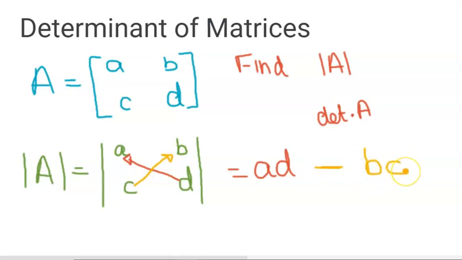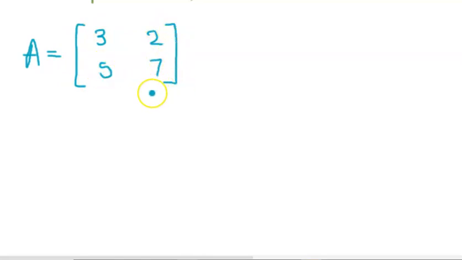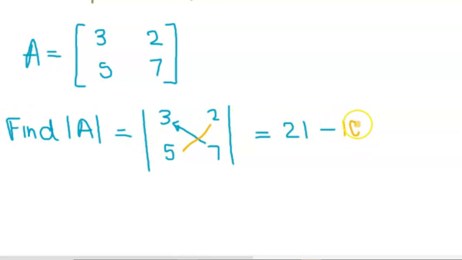If you're left-handed, you still follow the same procedure. Now let's do an example using this rule. Let's imagine we have a matrix A. The matrix A is 3, 2, 5, 7, and I want you to find the determinant of this matrix. So the question is, find the determinant of A. What you do is draw the lines and write down 3, 5, 2, 7. You multiply these together, 7 times 3, which is 21, minus, you multiply these together, 5 times 2, which is 10. So the answer is 11.